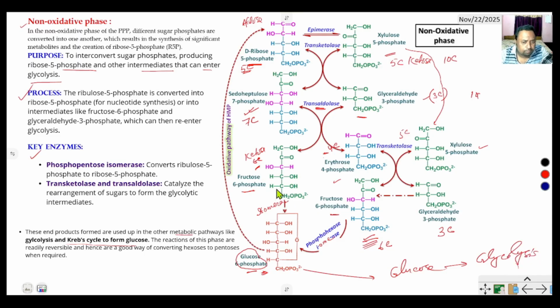So why are these several steps important? Because by the pentose phosphate pathway, several compounds like erythrose 4-phosphate, fructose 6-phosphate, glyceraldehyde 3-phosphate, or ribose 5-phosphate, etc. are produced. This is the derivative of another metabolic component.